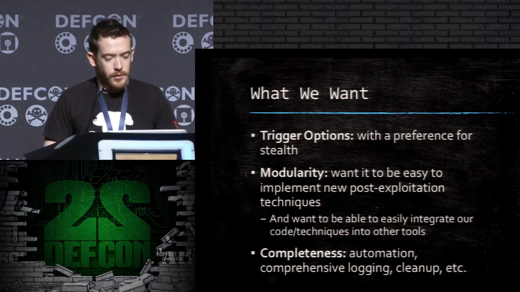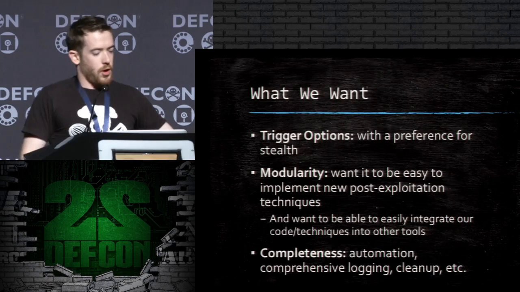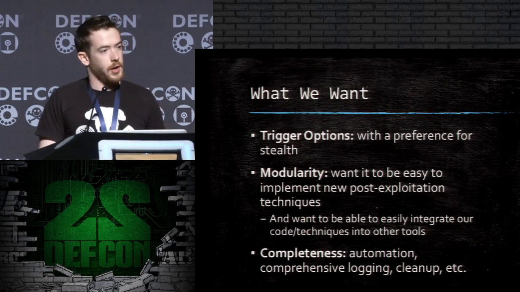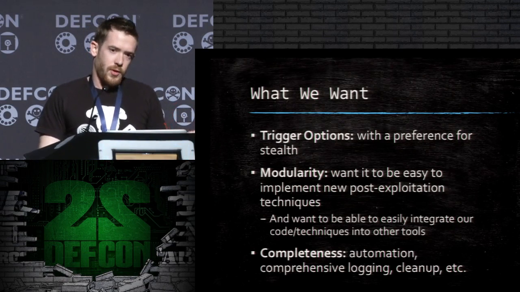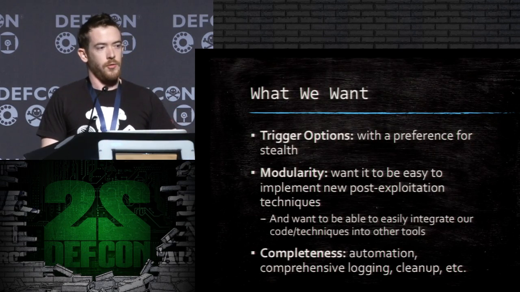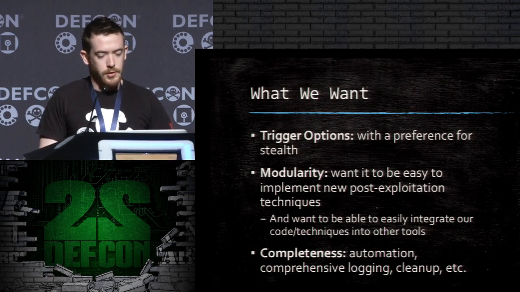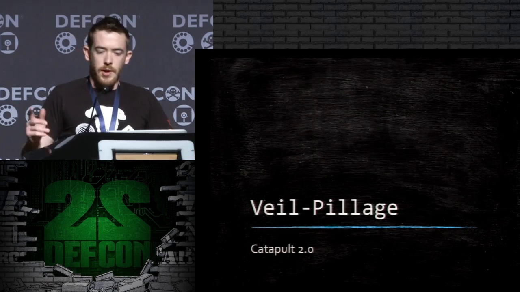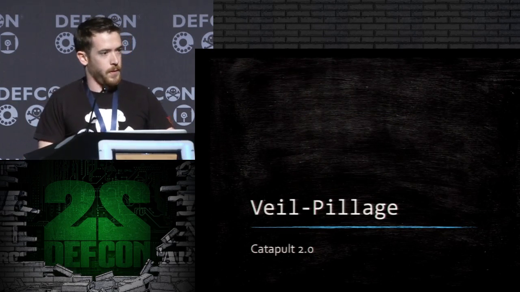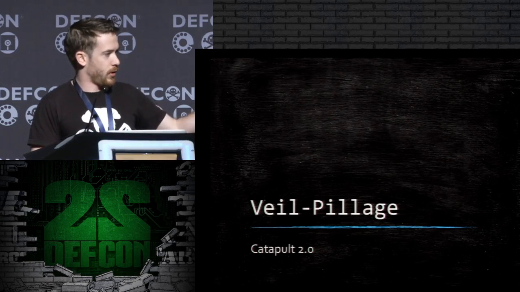And also completeness. It'd be nice if there's full automation, comprehensive logging, and a big thing for us is cleanup. We want to know every single host that we touched and what we did, and we want a way to repair that very easily, clean our agents off. I'll go over the cleanup stuff and demo it later. So my tool, Veil Pillage, is the next iteration of Catapult. Catapult was kind of the genesis of it.